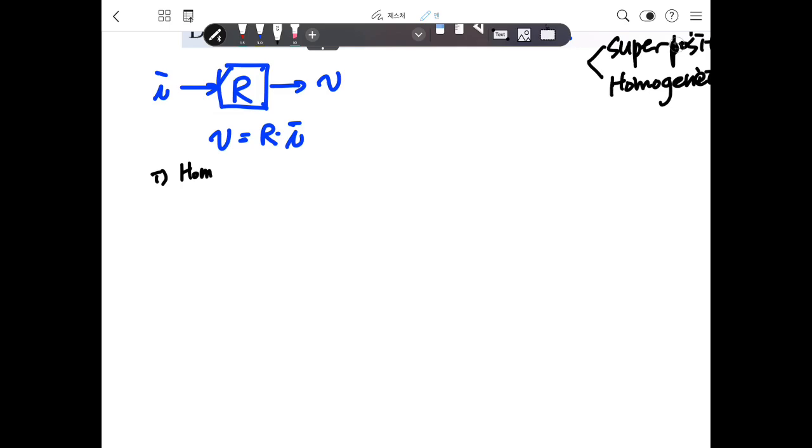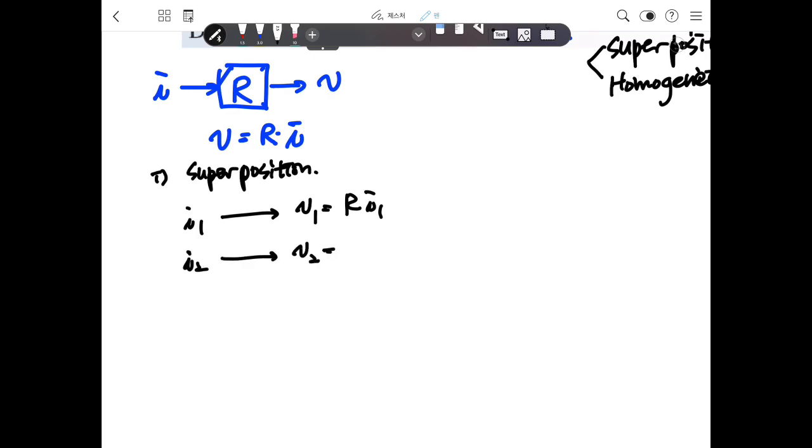At first, the homogeneity, first superposition. Then we will guess that we insert the input I1, then the output V1 will be R I1, and we add another input I2, then the result V2 will be R I2. Then if we insert I1 and I2, the sum of I1 and I2, then where's that?